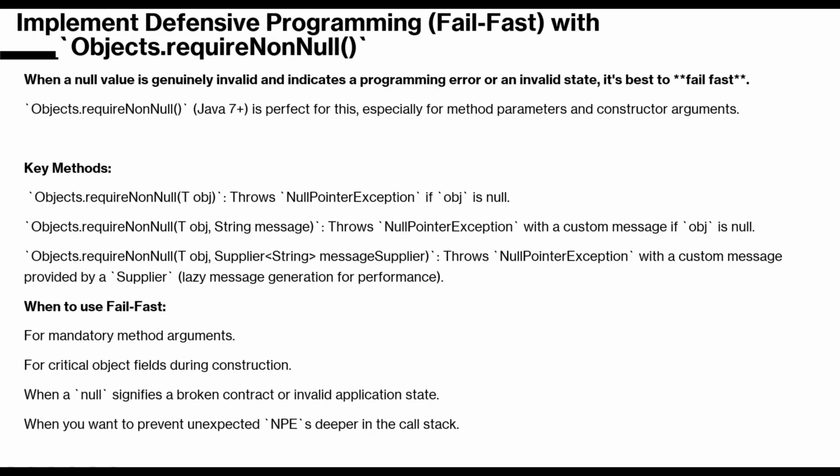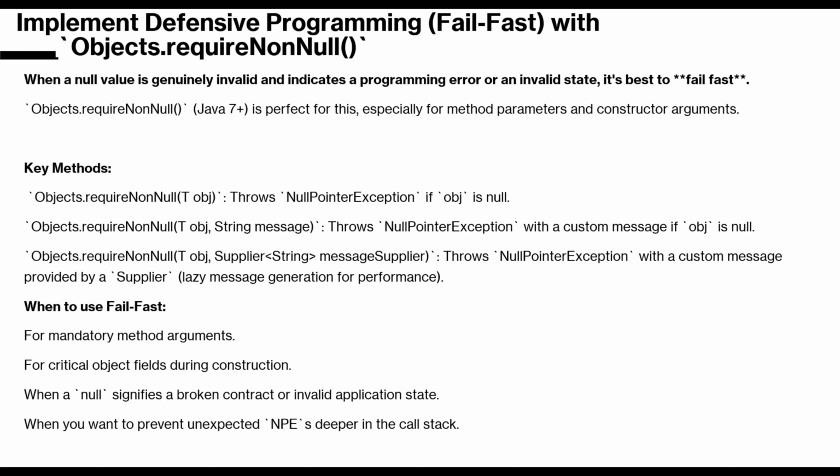Now let's look at defensive programming, which is going to be real fast. Now we have the Objects.requireNonNull feature. A null value is generally invalid; rather it is going to indicate some programmatic error, or we can have an invalid state as well. In that case we can use the fail-fast approach. Objects.requireNonNull is a perfect way to use it, especially when you are passing parameters using the method or constructor arguments.